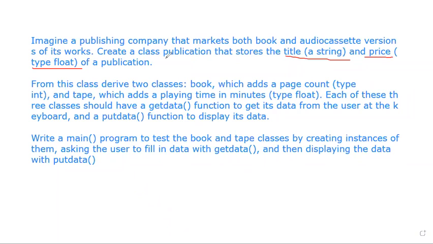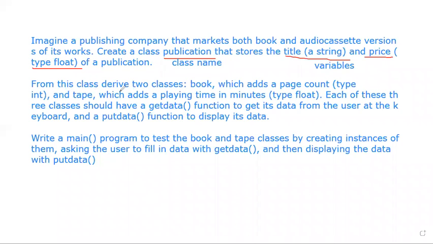The public class publication, so this will be our class name. So let's just underline this. This will be our class name. Then we have these variables. So we have identified the class name and the variables. Now let's see what else we need to do.